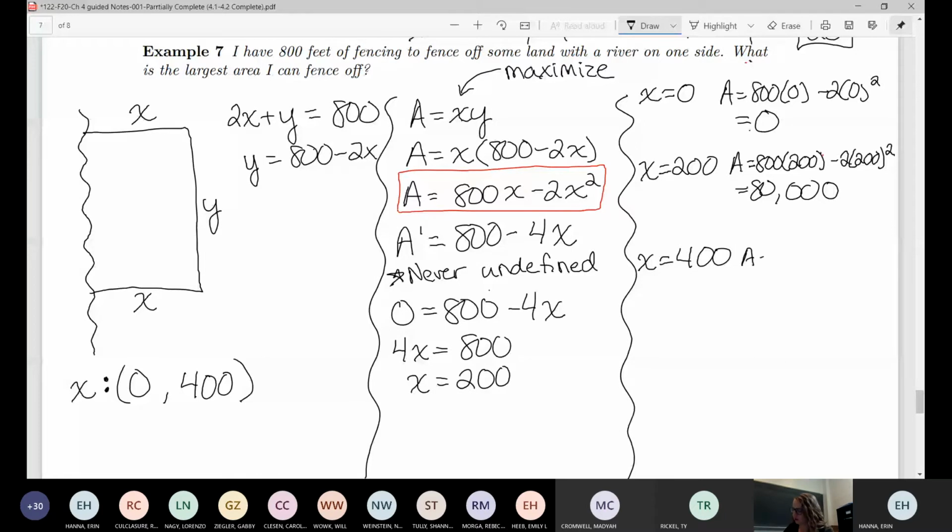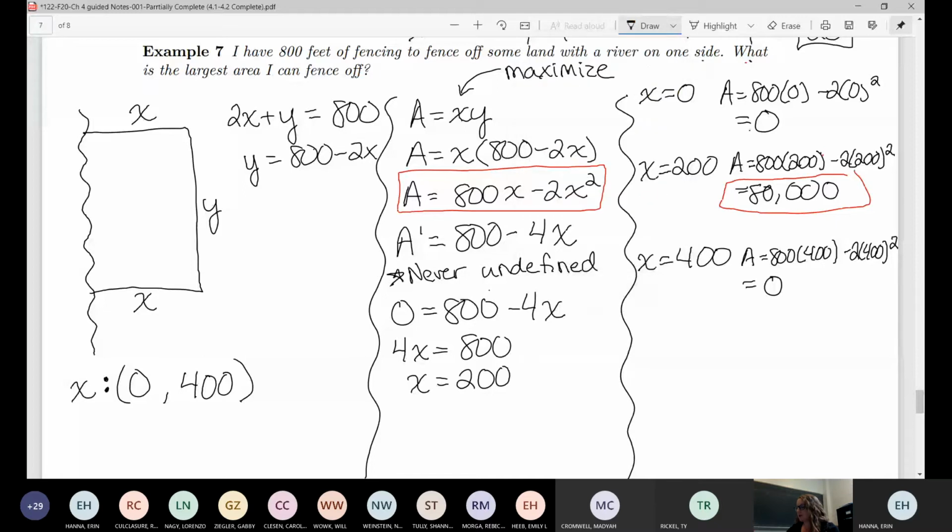And then if we plug in 400, we'll also get 0 again. I went through those kind of quickly because I trust you could plug them into a calculator. So remember, at this point, you just pick the lowest or largest value depending on what you want. Since we want the maximum area, we'll pick the largest value, which hopefully pretty obviously is that 80,000.